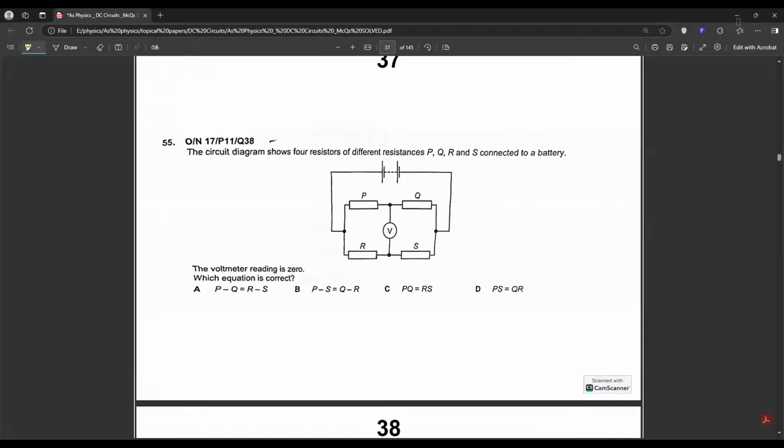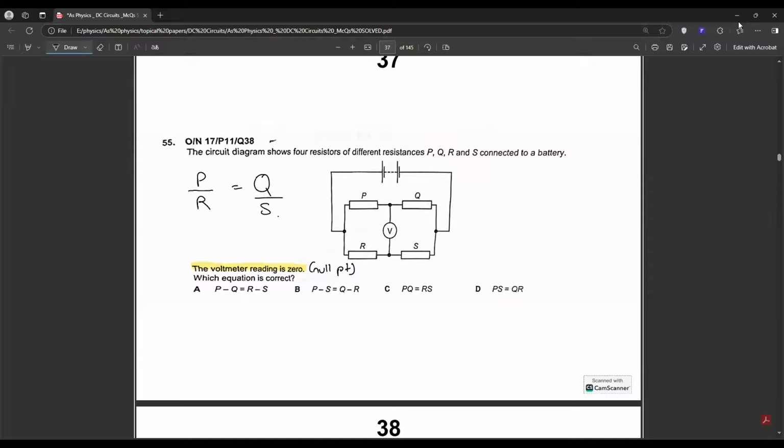The circuit diagram shows four resistors of different resistances P, Q, R, and S connected to a battery. The voltmeter reading is 0. Perfect. That means you are at a null point. Which equation will be correct when you are at a null point? The resistance of P over the resistance of R is equal to the resistance of Q divided by the resistance of S.